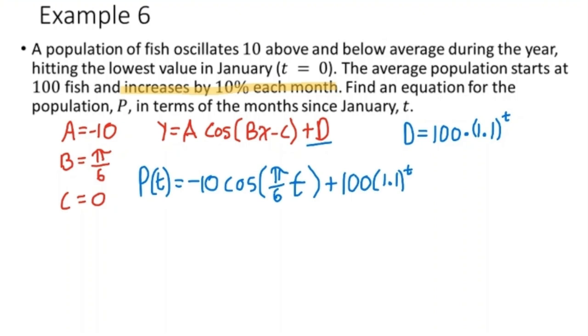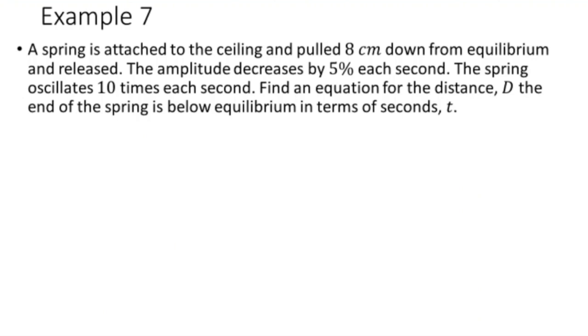So keep in mind again, D represents the average value of our function. So we do have to read the problem very carefully to determine whether or not our D is actually constant, like we saw in the previous examples, or if it changes, like we've seen here in example 5 or 6.